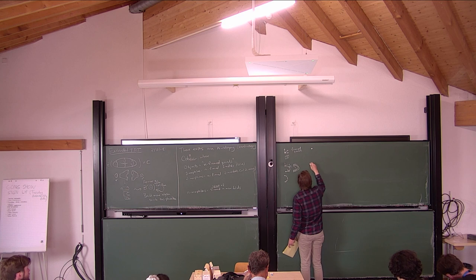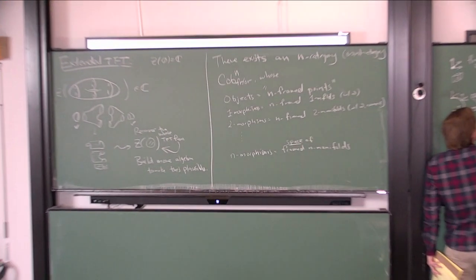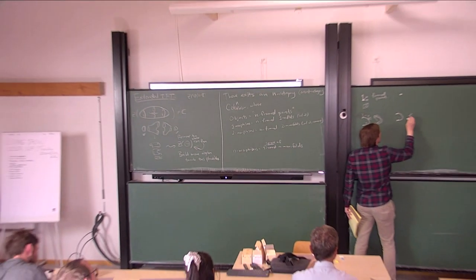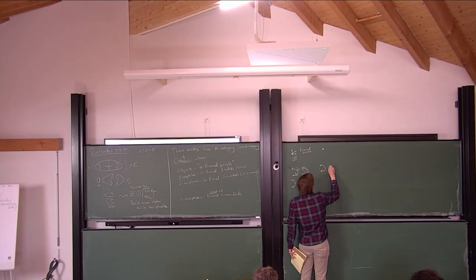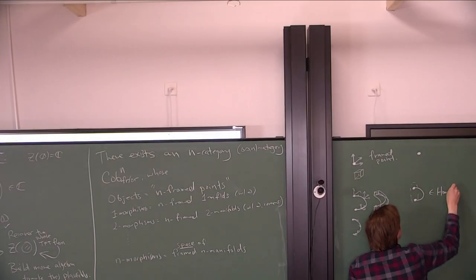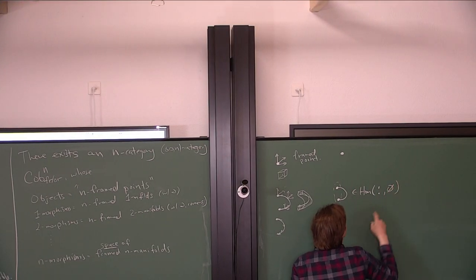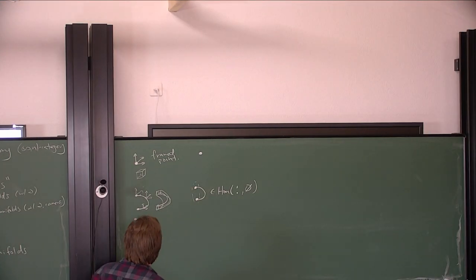Morphisms, so here's some example morphisms. So this is a morphism that starts from the union of two points and ends at the empty set. So this is a Hom from the disjoint union of two points to the empty set. And it's the morphism that's given in that way. Okay, so far so good.